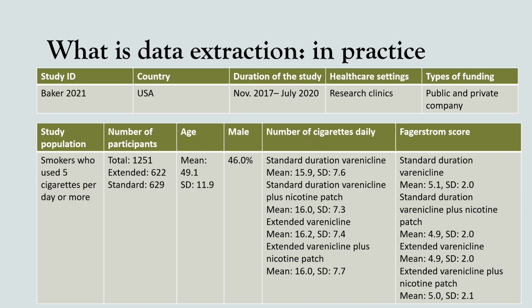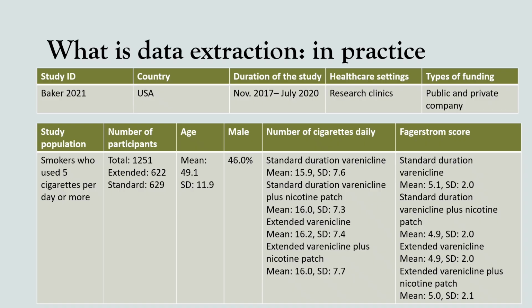Now we look at the study population. Here, the participants are smokers who used 5 or more cigarettes per day. We also record the total number of participants, how many were in each treatment group, their average age, the percentage of males and females. And we also extract baseline smoking behavior, such as the average number of cigarettes per day and the Fagerström score, which measures nicotine dependence. The key point here for data extraction is it needs to be structured and detailed.